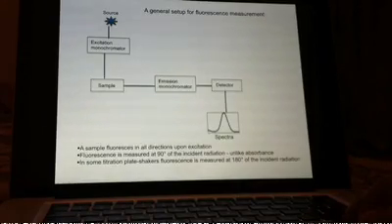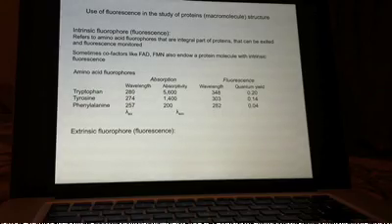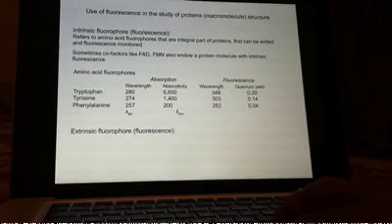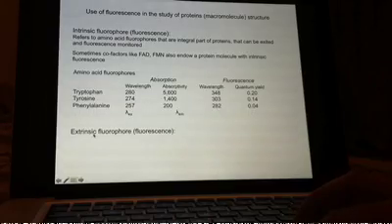So I will not talk about the source and setup of the instrumentation. I will directly go to the use of fluorescence in the study of the structure of a protein, which is a macromolecule. Now, there are two methods by which we can measure the changes in the structure of a protein. One is intrinsic fluorescence, and the other is extrinsic fluorescence.